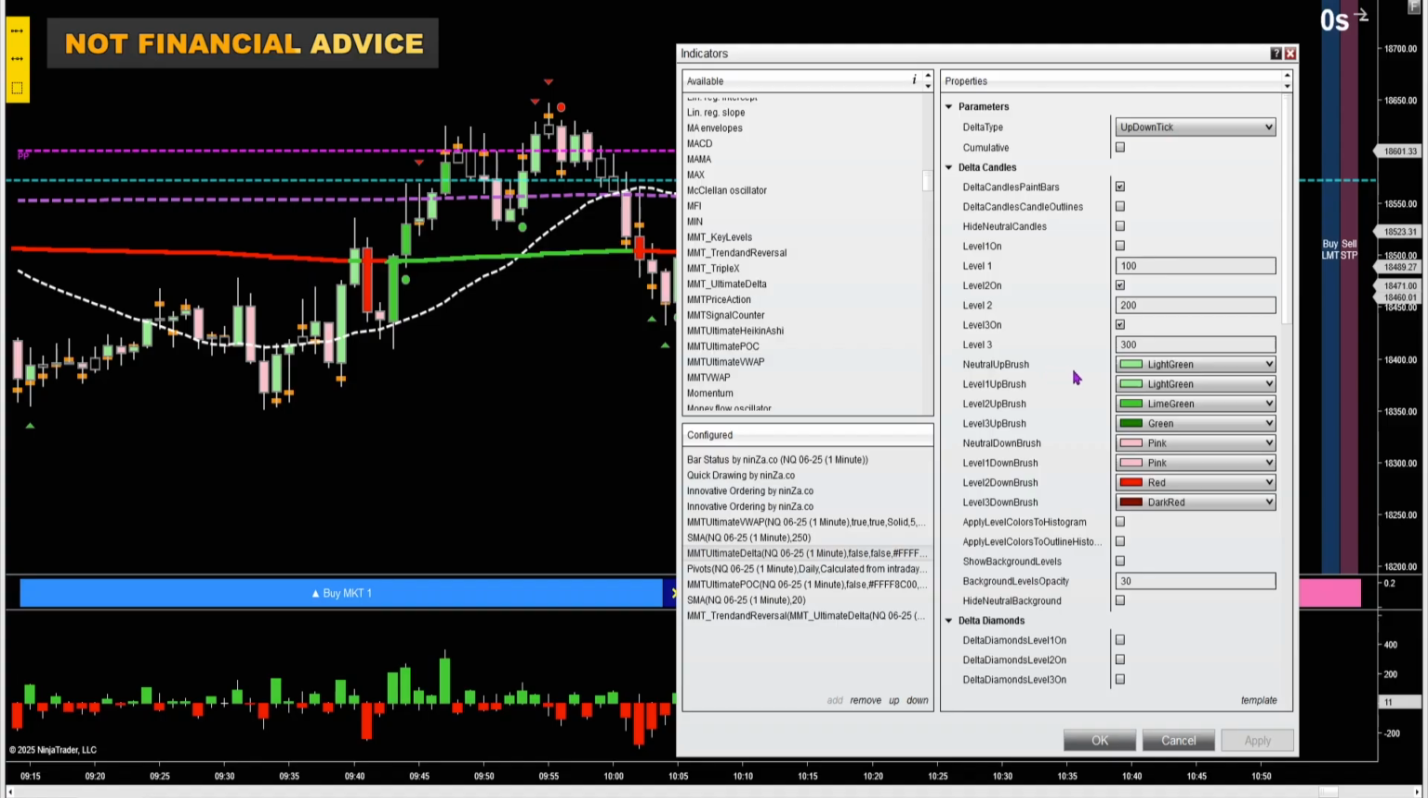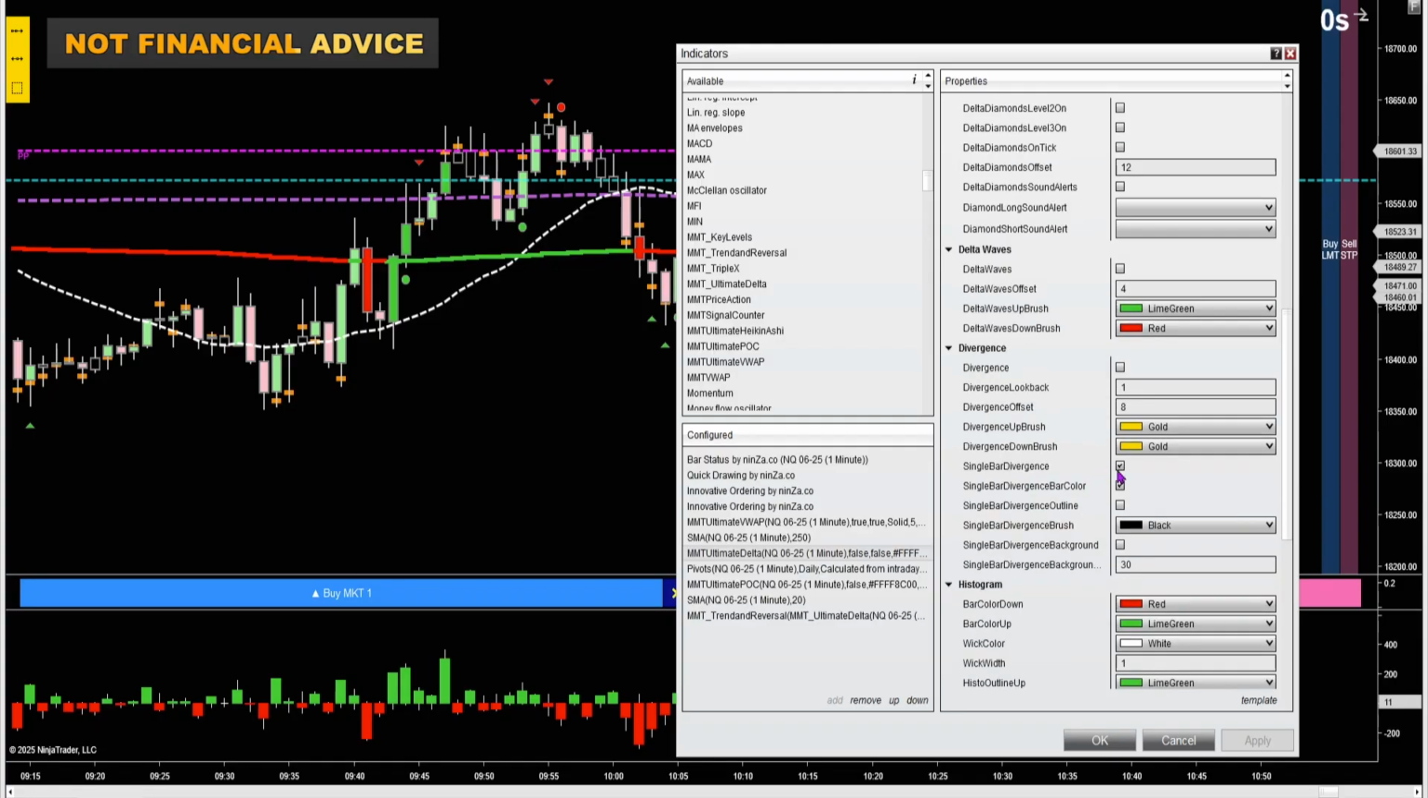I've got the neutral up brush, the same exact color as the level 1 up brush. And the neutral down brush is the exact same color as the level 1 down brush. So you're really only seeing a change in candle color when it reaches a level 2 or a level 3, or if we get single bar divergence. Here I've got the single bar divergence activated and the bar color.